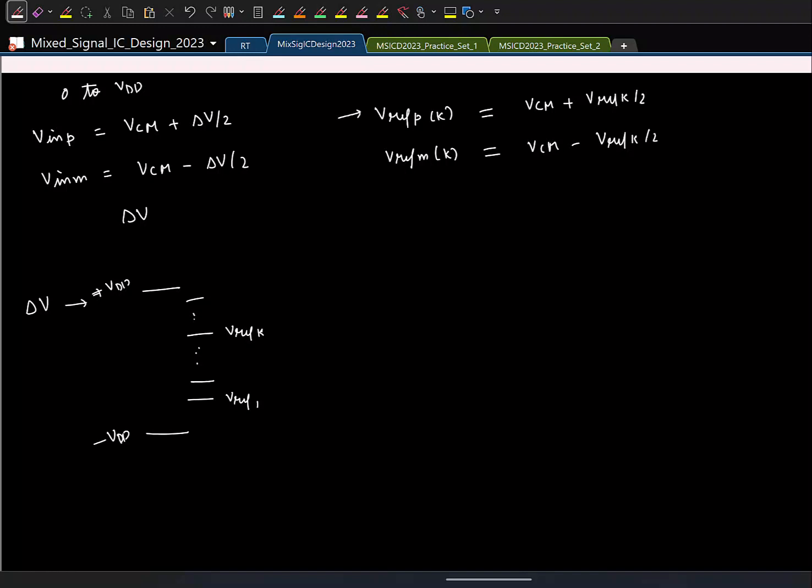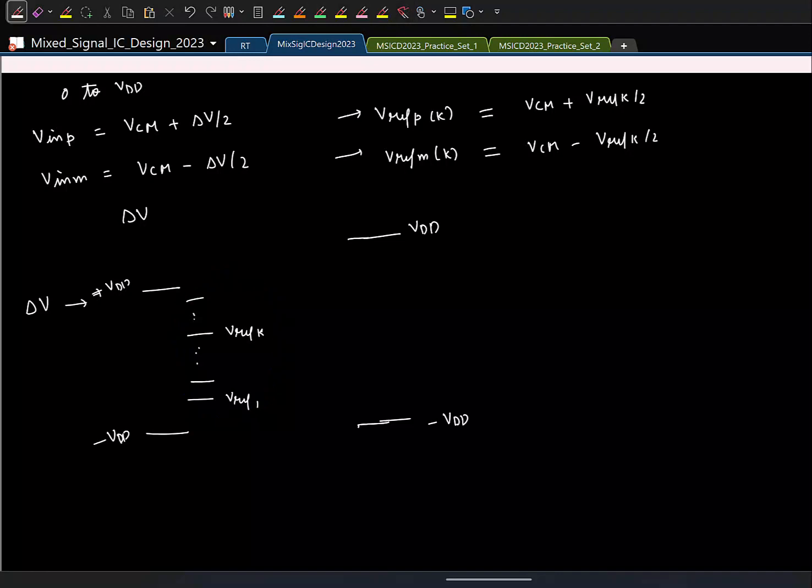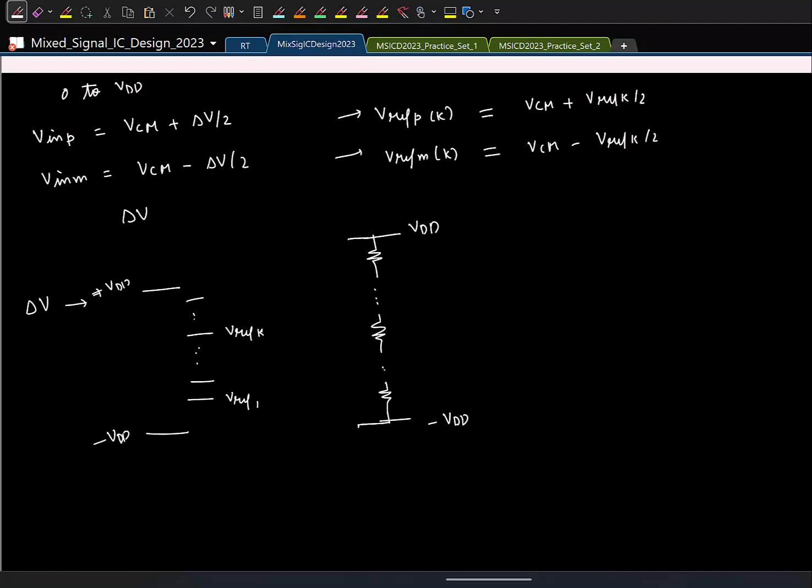And let's see how we can generate these quickly. First, let's see how we can generate these voltages if we have both VDD and minus VDD. Let us say I gave you two supplies, plus VDD and minus VDD. How will I generate all these reference voltages? Same resistive ladder. I'll put something like this. So this will give me some VREF K.